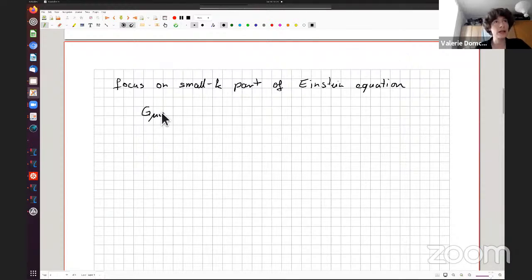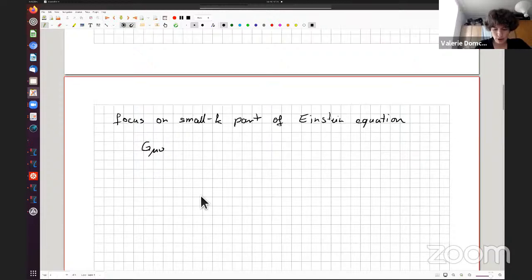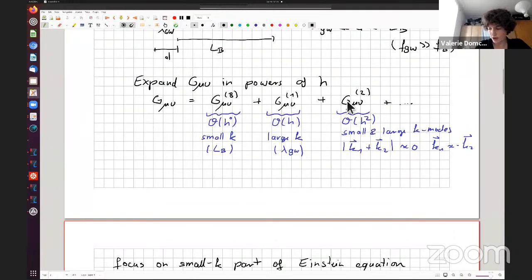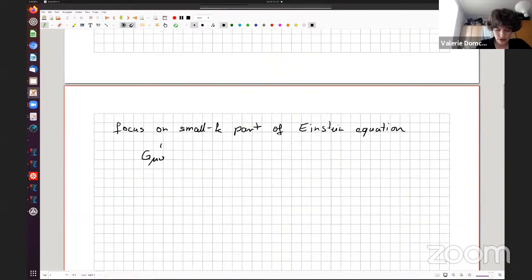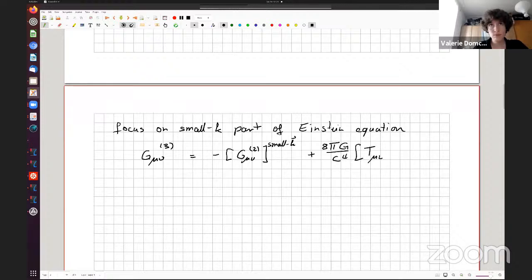So if we look at the small k part, then to the small k part, this thing contributes, right? And part of this guy contributes. So then Einstein equation becomes this guy. Then the second order part, I'm going to put on the other side of the equality sign. So there's a contribution from the second order, but not the entire second order term, only the small k part of the second order term. And then we have the energy momentum tensor. And also of the energy momentum tensor, of course, we have to take only the small k part.